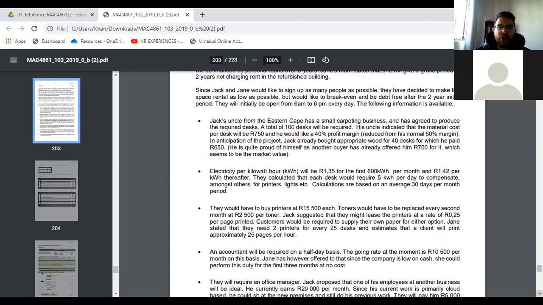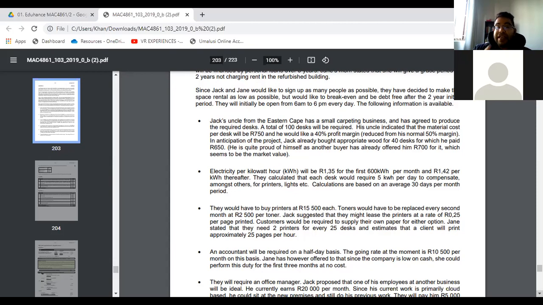Since Jack and Jane would like to sign up as many people as possible, they have decided to make space rental as low as possible, but would like to break even and be debt-free after the 2-year initial period. They will initially be open from 6 a.m. to 6 p.m. every day. The following information is available. Okay, so take note.